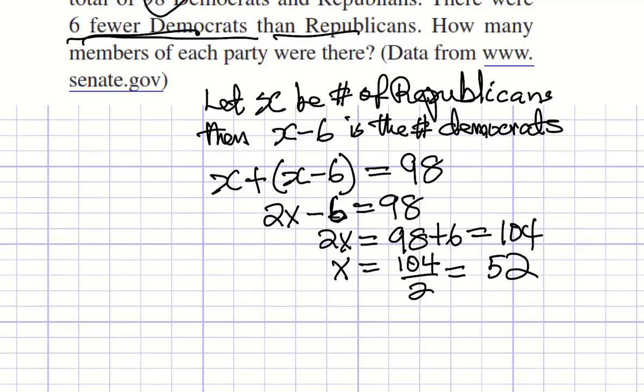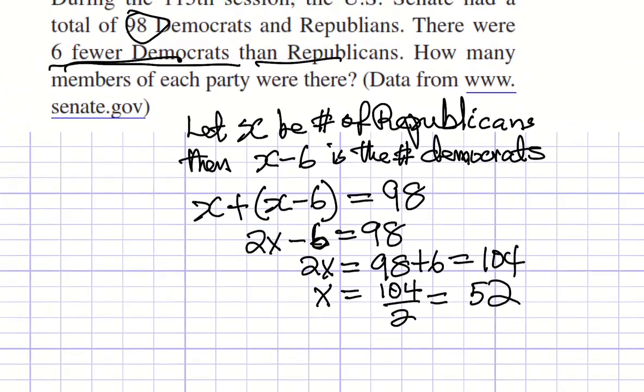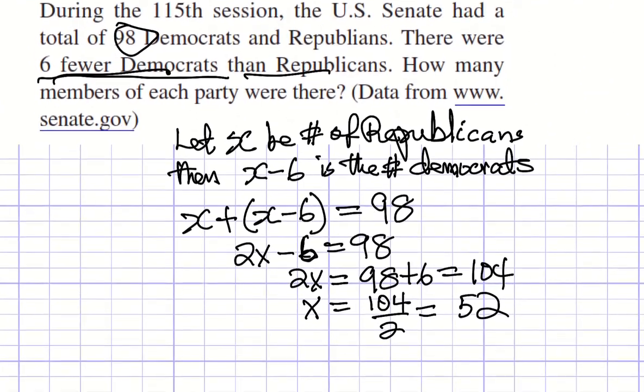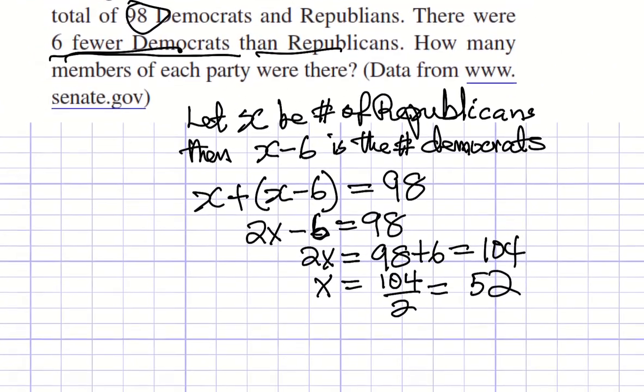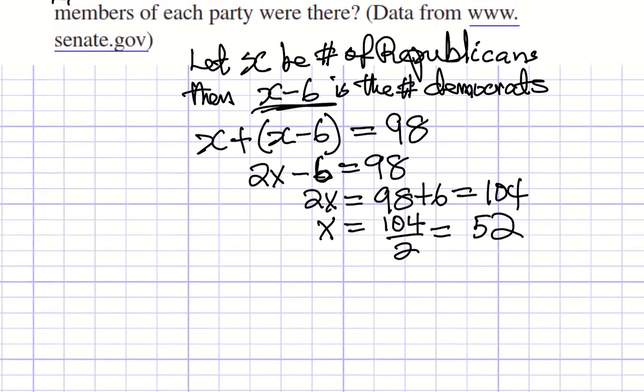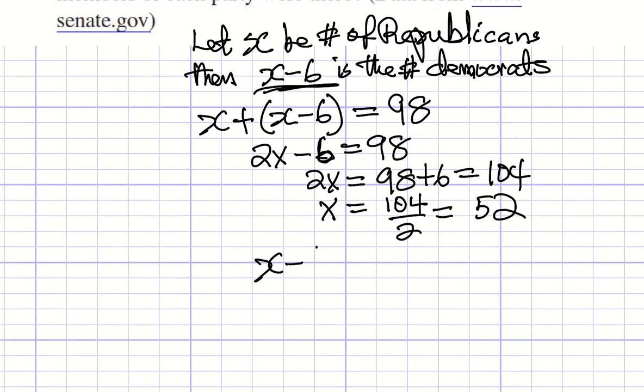So that means X is the number of Republicans. That means there are 52 Republicans. If there are 52 Republicans, then from there you get there are X minus 6 Democrats. Which is how many? 46.